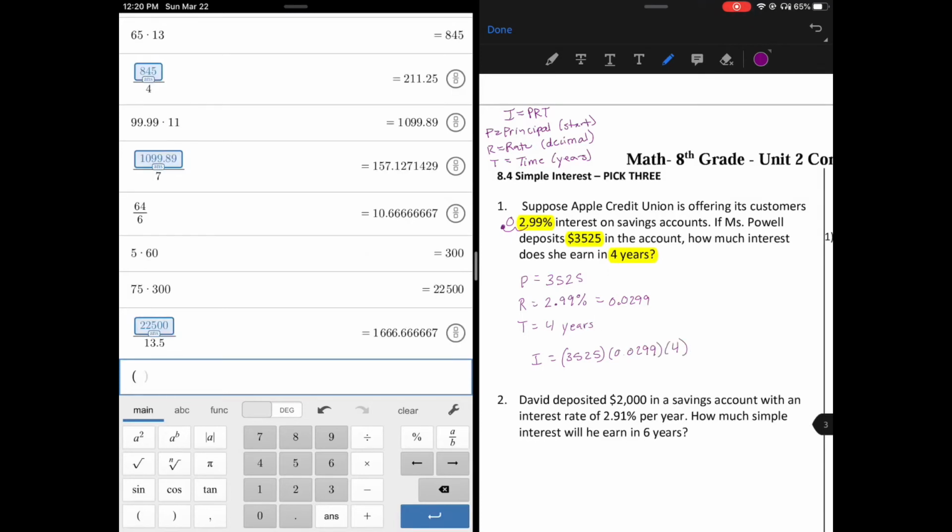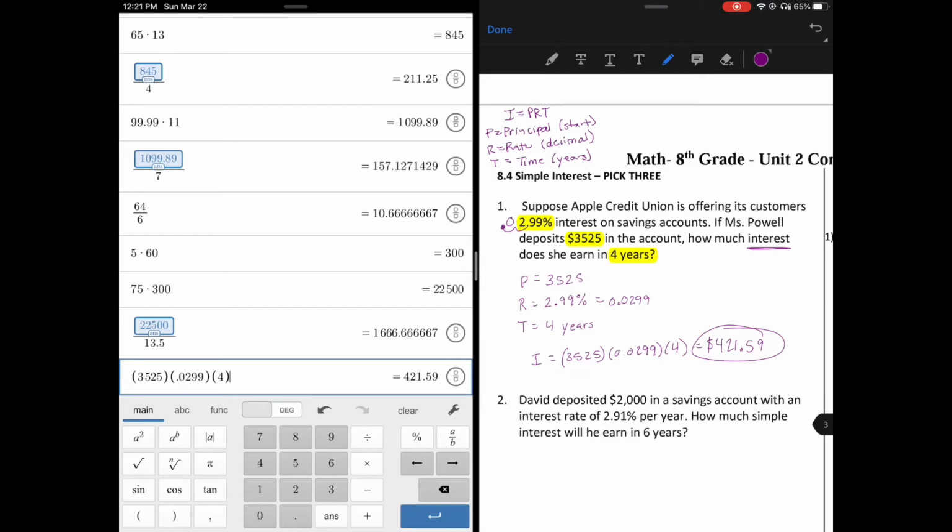So we'll do 3,525 times 0.0299 times 4, which gives us an interest of $421.59. And it only asked for how much interest she earns, so that is our final answer. We don't have to do anything with that number.